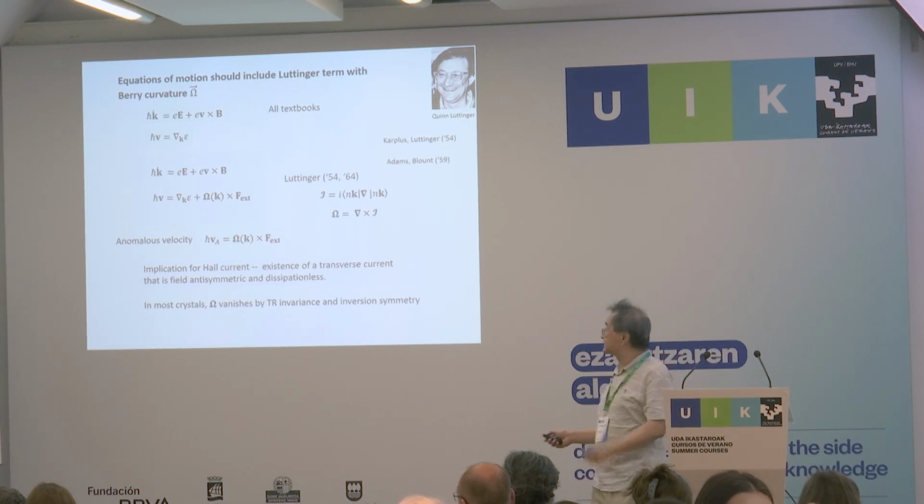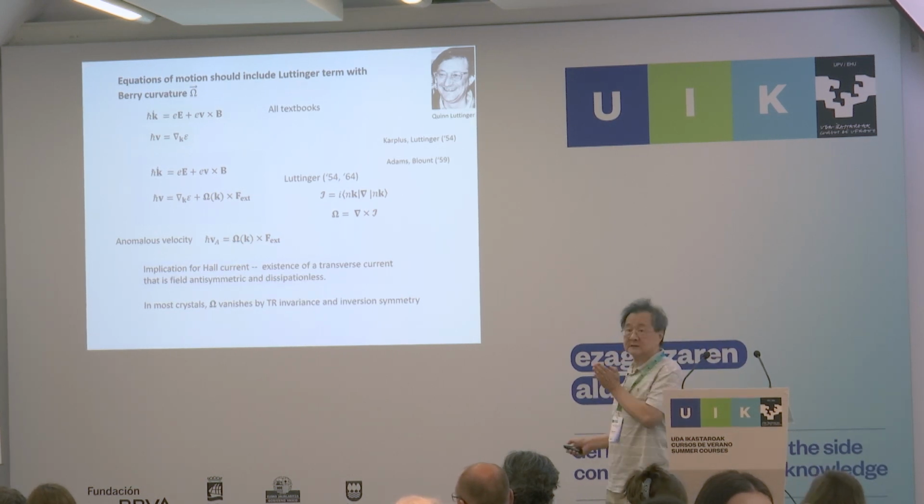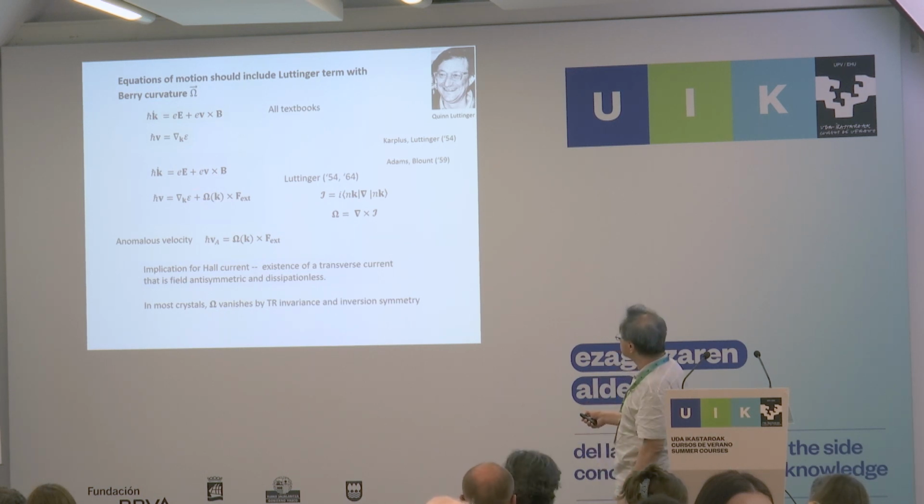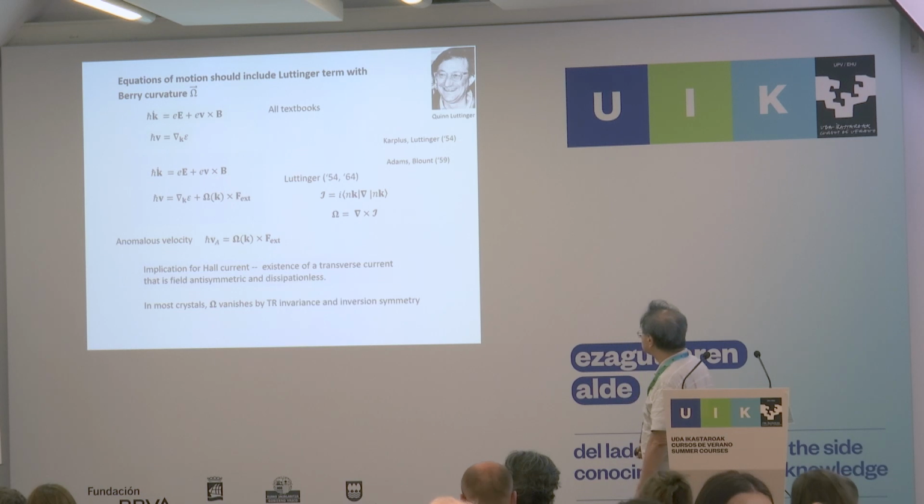Okay, so what Luttinger found, as David already emphasized, is that omega, if it exists, will have huge implications for the Hall effect, because this is a transverse velocity, right? Transverse, well, there's no magnetic field, transverse to the Berry curvature. And he knew about the Hall effect.